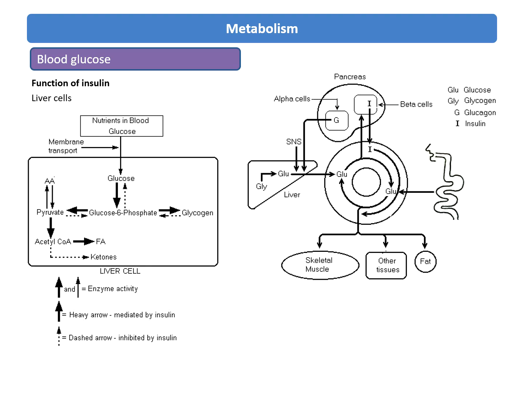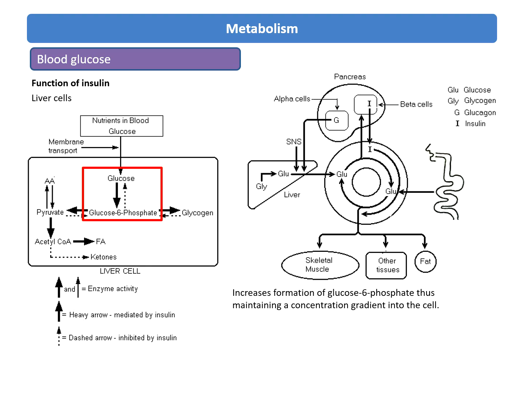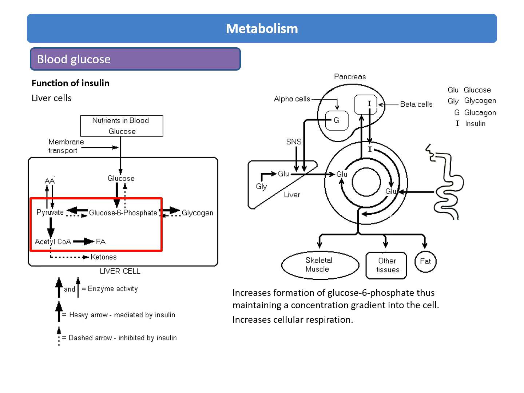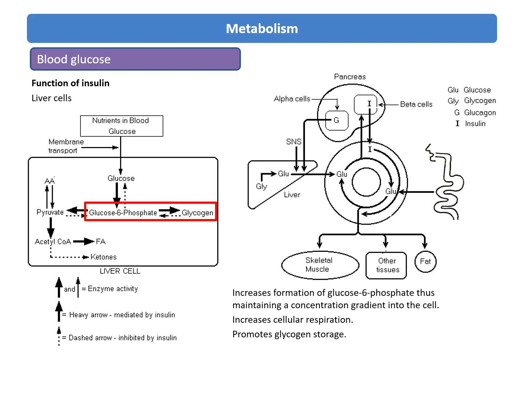In liver cells, it's a little different. Glucose will diffuse into the liver cells from the blood, but only because of a concentration gradient difference. Insulin, on the other hand, promotes the transformation of glucose to glucose 6-phosphate. That continually removes the glucose, maintaining the concentration gradient. It increases cellular respiration. It promotes glycogen storage and increases the production of fatty acids.